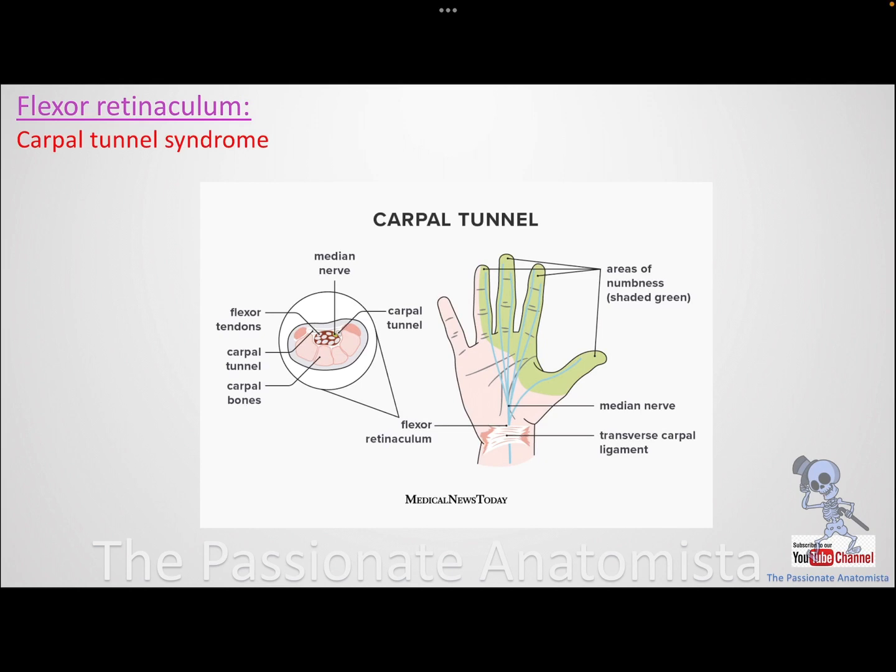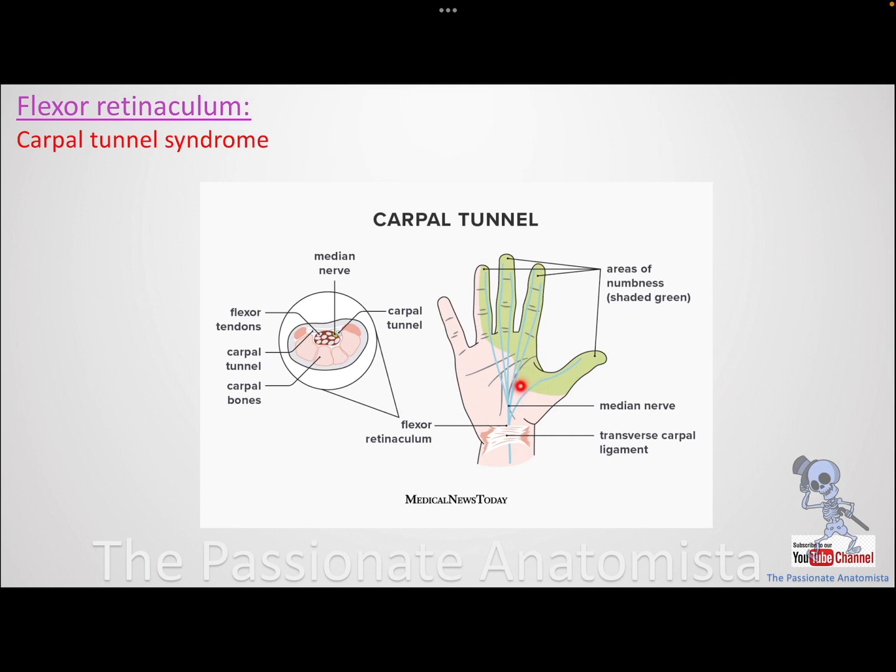Now, what happens in the carpal tunnel syndrome, like I said, if we have a tightening in the flexor retinaculum, that is going to affect the median nerve because it runs deep to it. So you will have numbness and pain sensation in the distribution of the median nerve, which is three and a half fingers. You will have 3.5 fingers supplied by the median nerve.